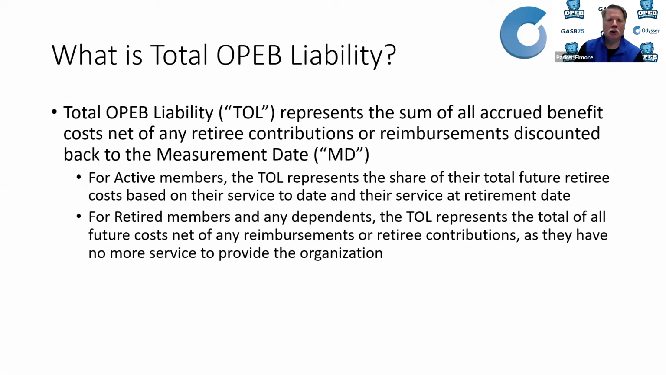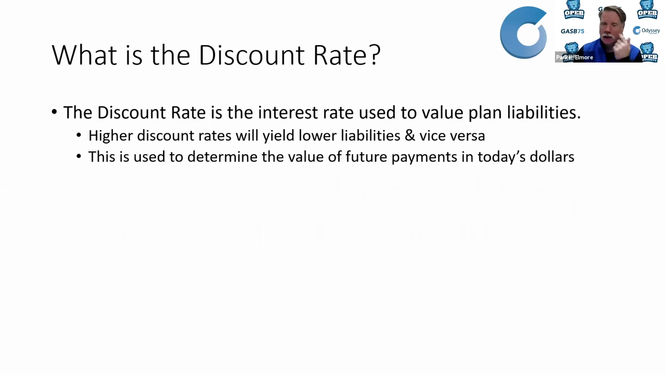So what is total OPEB liability? It's basically the value of the benefits earned to date by both active and retired employees. For the active employees, it's a pro rata share of what they've earned to date by their service versus the service they will have at retirement date. For the retired members, they've earned all the service they're going to have, so their liability is exactly what it is: the present value of all the future benefits.